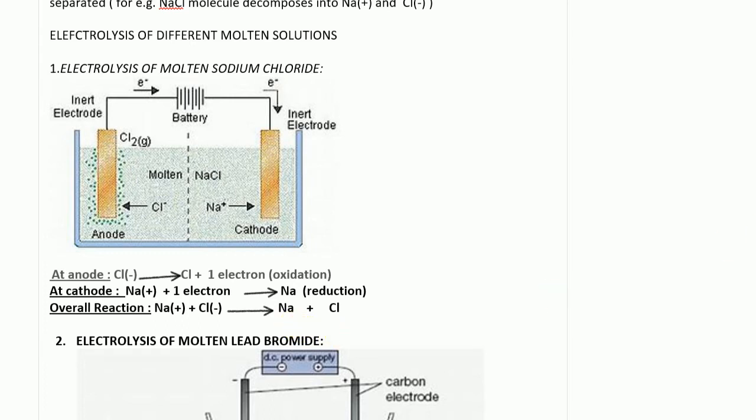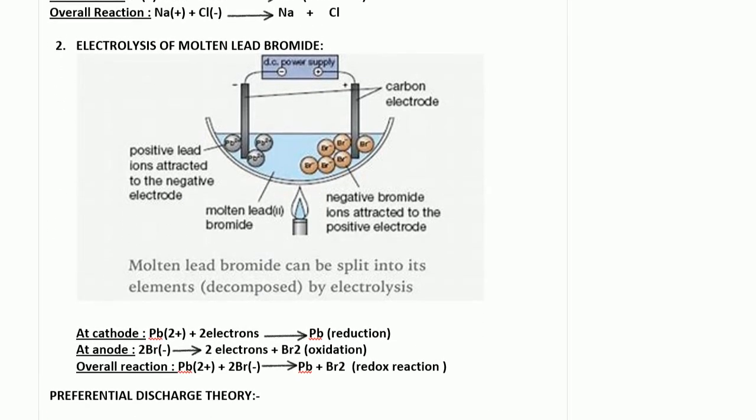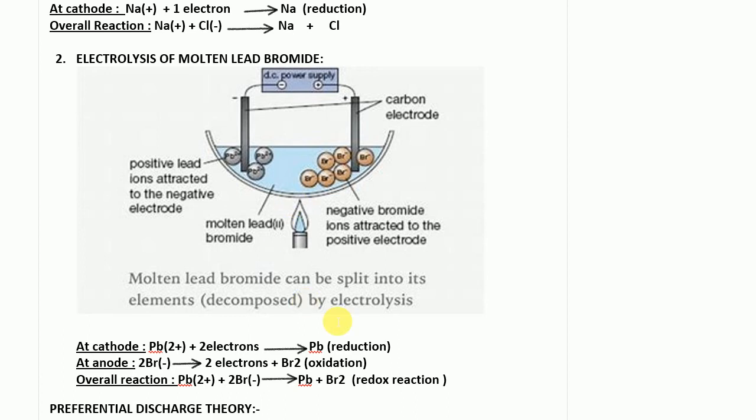Moving on to the second electrolysis, of molten lead bromide. Now in this process of molten lead bromide, lead is represented by Pb2+. So what is the formula for lead bromide? Lead bromide is PbBr2. So this PbBr2 will again get dissociated into Pb2+ ions and Br- ions.